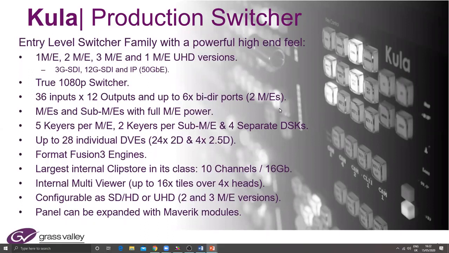You can work with 1ME, 2ME, 3ME, or if you are converting the switcher to UHD, you can have 1ME in UHD. You have 36 inputs, 12 outputs, and 6 bidirectional I/O. Every mix effect has 5 keyers: 4 keyers which are able to do video, luminance, linear key, chroma key, and DVE, 2D DVE, and keyer number 5 is normally dedicated to transition, a transition keyer.